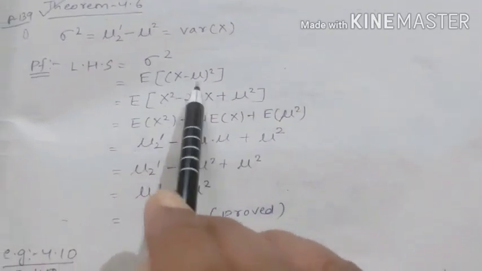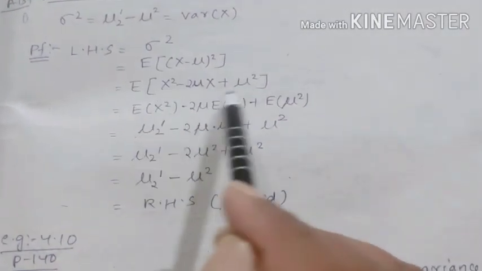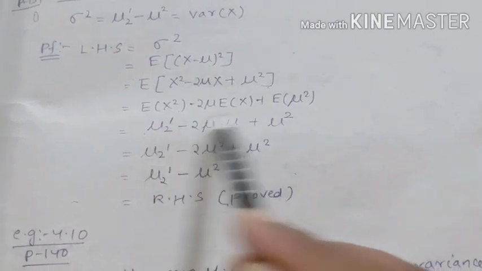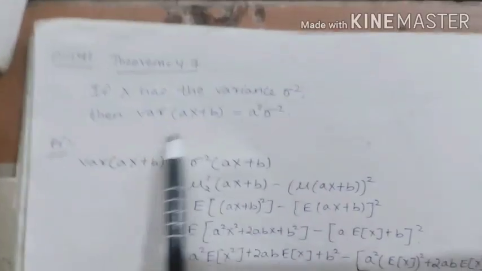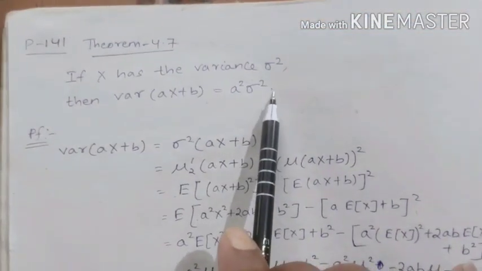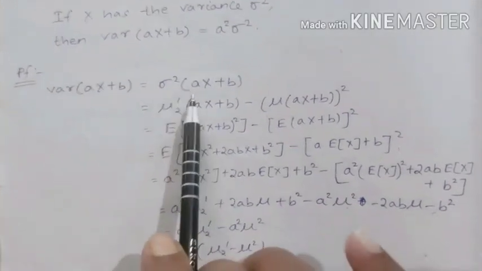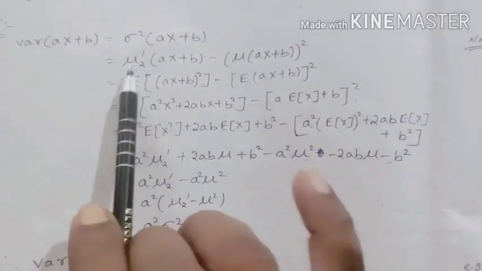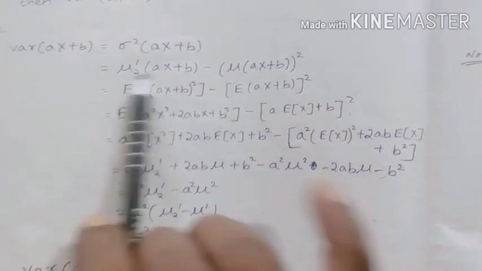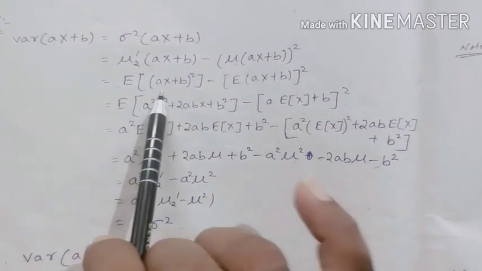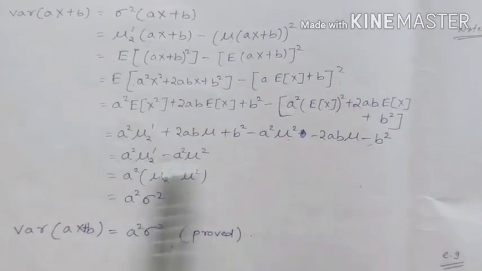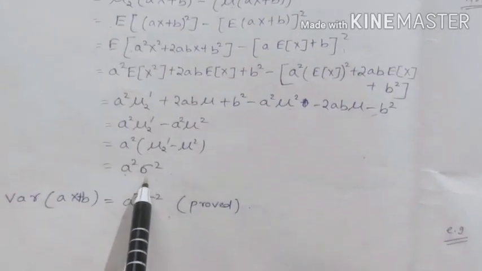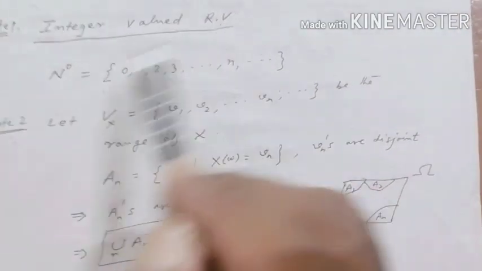So E of X minus mu whole square, you first expand it, and the answer becomes mu 2 dash minus mu square. The variance of aX plus b equals a square into sigma square. Variance of aX plus b means sigma square of aX plus b, which means mu 2 dash minus mu square. Then E of aX plus b whole square, and after simplification, you get a square into sigma square. Very important theorem. Next, different random variables: integer valued random variable.